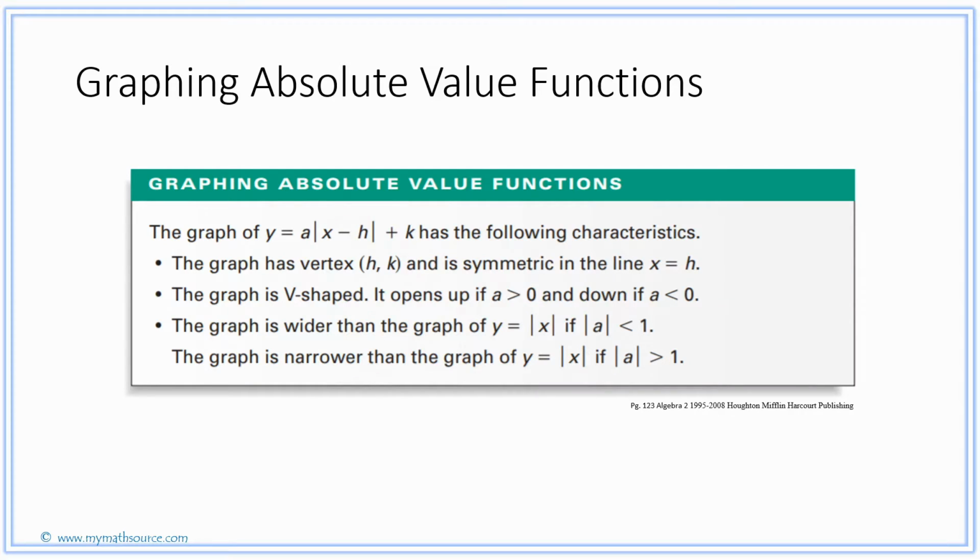We can summarize this with the following table as found in the textbook, that the graph of y equals a times the quantity x minus h, plus k, has the following characteristics. The h and the k represent the vertex, and h represents the symmetric line. As we just saw, if a is greater than 0, it opens up, but if we make that a value less than 0, it will open downwards. The graph is wider as the value of a is between 0 and 1, as we saw, and then the graph gets narrower as we increase the absolute value of a greater than 1.